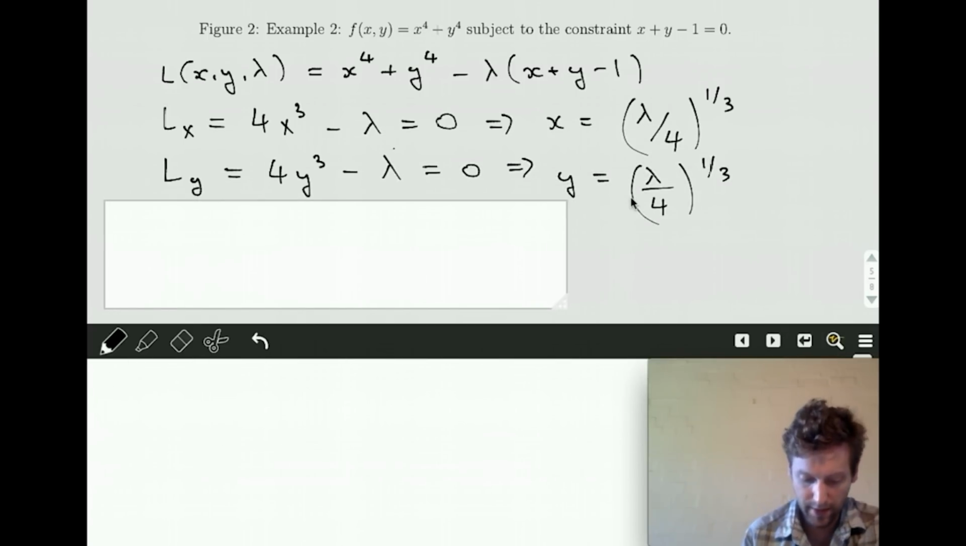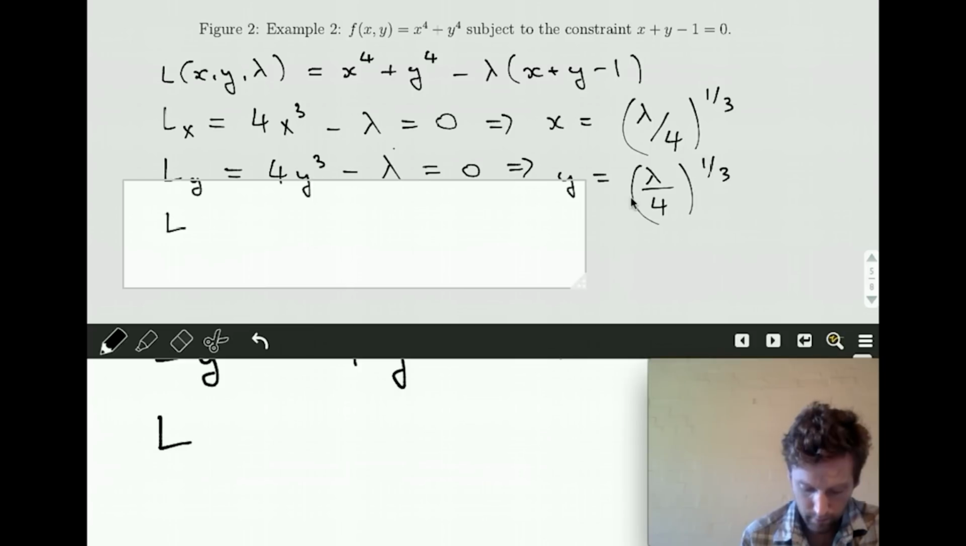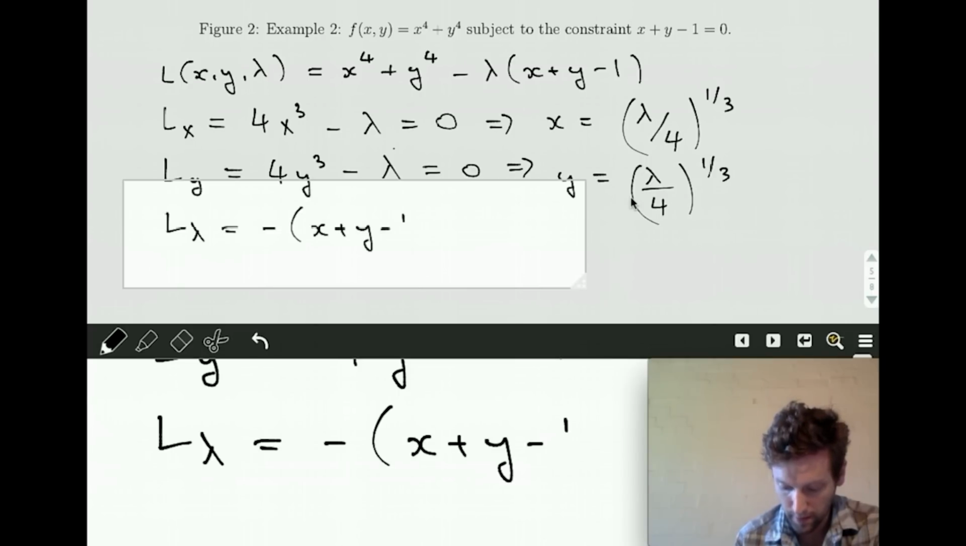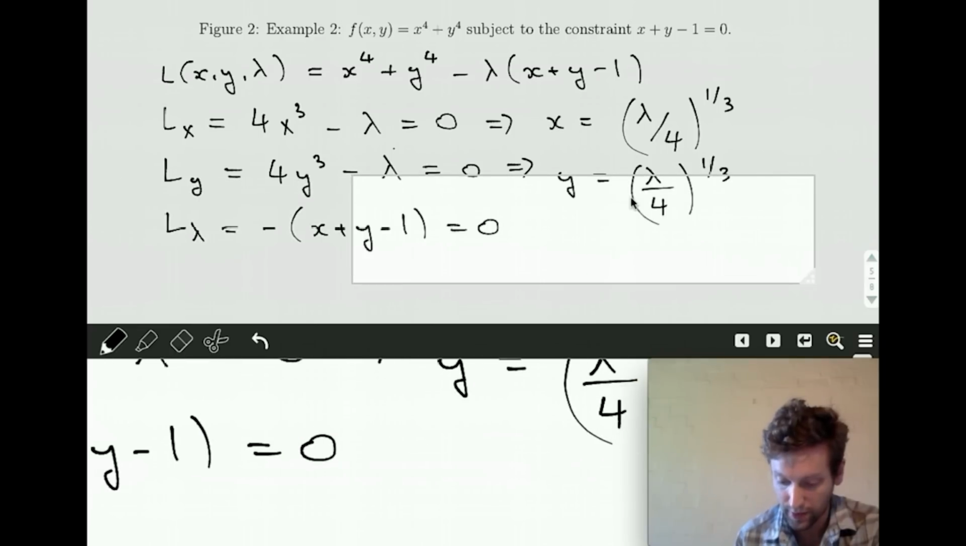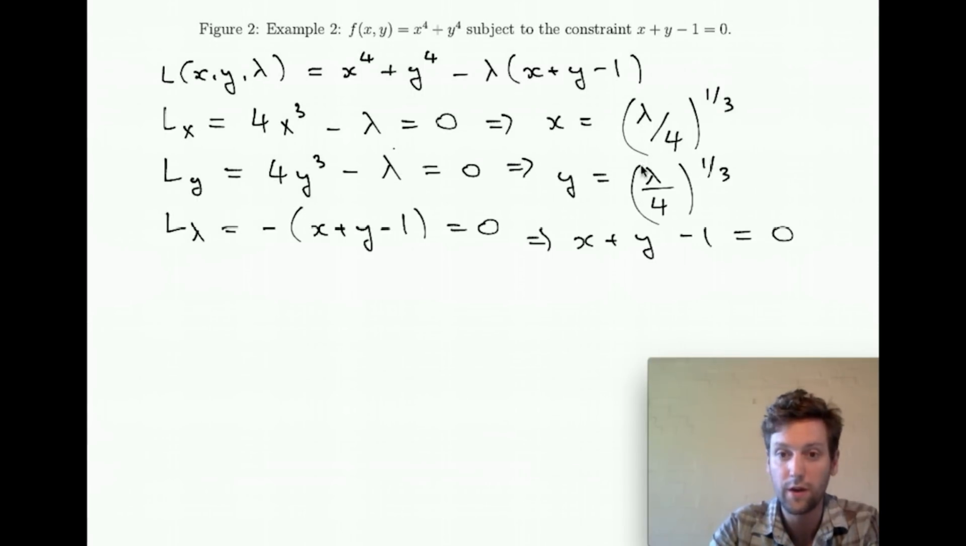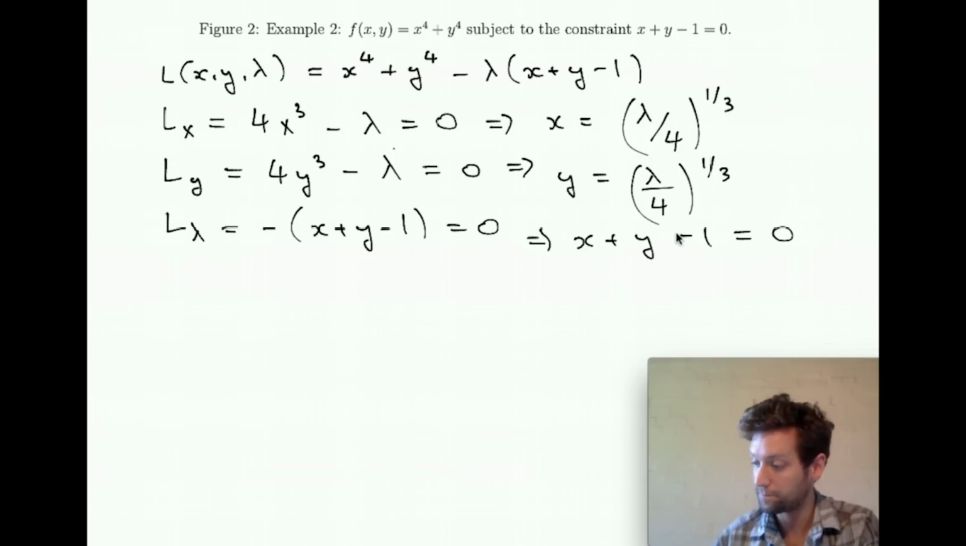The last equation we have is L subscript lambda is equal to minus x plus y minus 1. That's equal to 0. And again, that's going to give me back my constraint, x plus y minus 1 equals 0. So once again here I've got 3 equations for 3 unknowns, x, y, and lambda. Okay, so let's try and solve this. We're going to use the same trick again. We're going to substitute the first 2 expressions, x and y in terms of lambda, into this expression and try and solve for lambda.